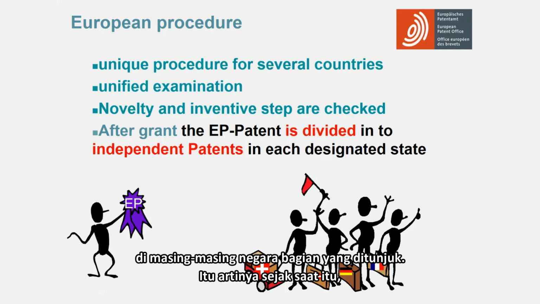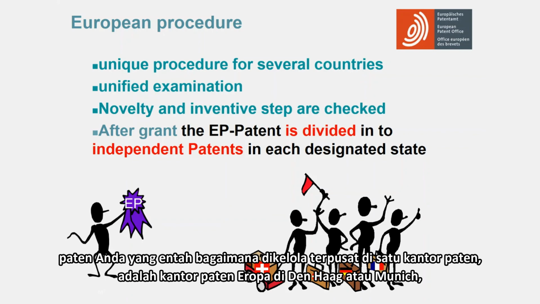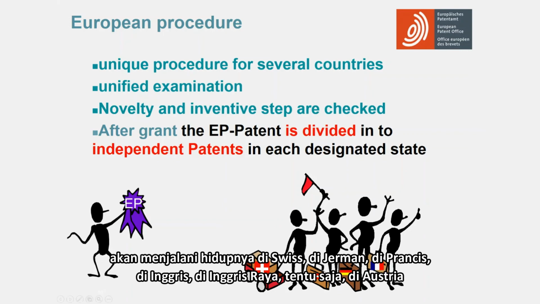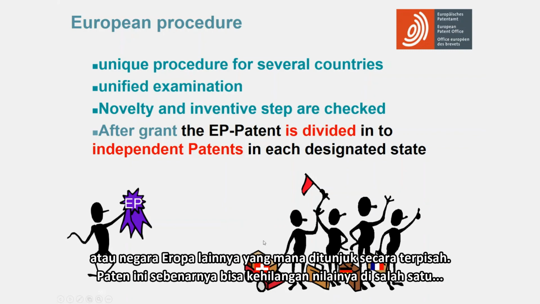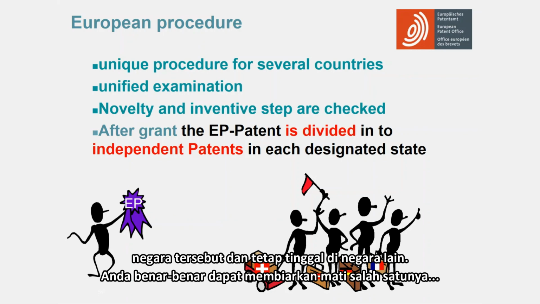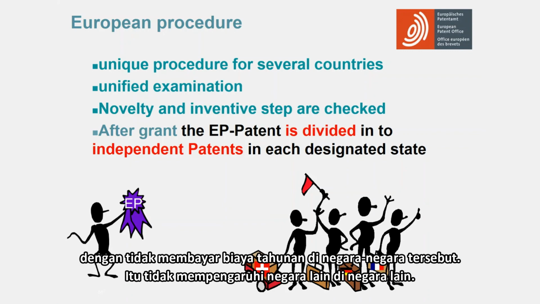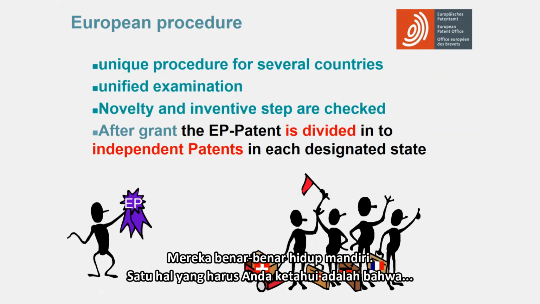So that means that from that point on, your patent, which was somehow managed in a central manner at one patent office, that European Patent Office in The Hague or Munich, will live his life in Switzerland, in Germany, in France, in England, in Great Britain, of course, in Austria, or any other European countries which was designated separately. These patents can be actually losing their values in one of those countries and live still in another country. You can actually let die one of them by not paying annual fee in one of those countries. That does not affect others in other countries. So they are living really a life quite independently.